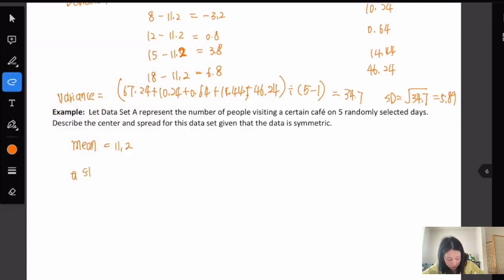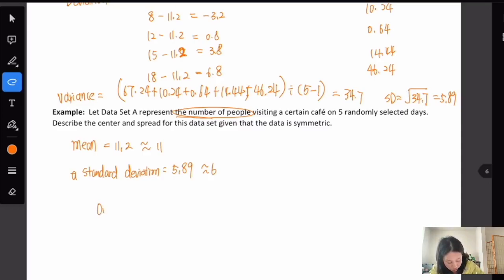The standard deviation is equal to 5.89. So in here, the number represents the number of people visiting. We know that when it comes to visiting, we don't have 11.2 people. So you need to round this number to a whole number.